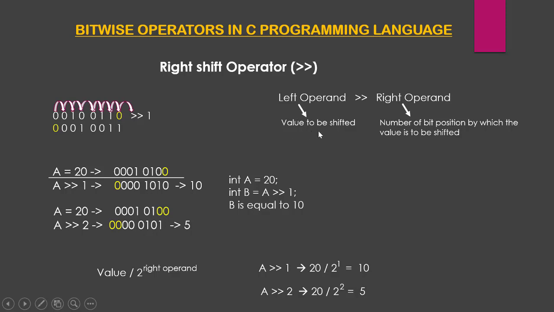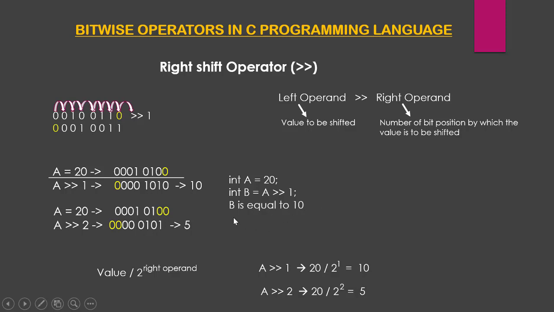The left operand is the one shifting, while the right operand decides the number of places to shift. So if A is equal to 20, then the expression B equal to A right shift 1 results in 20 being shifted one place to the right, which results in 10 being assigned to B.